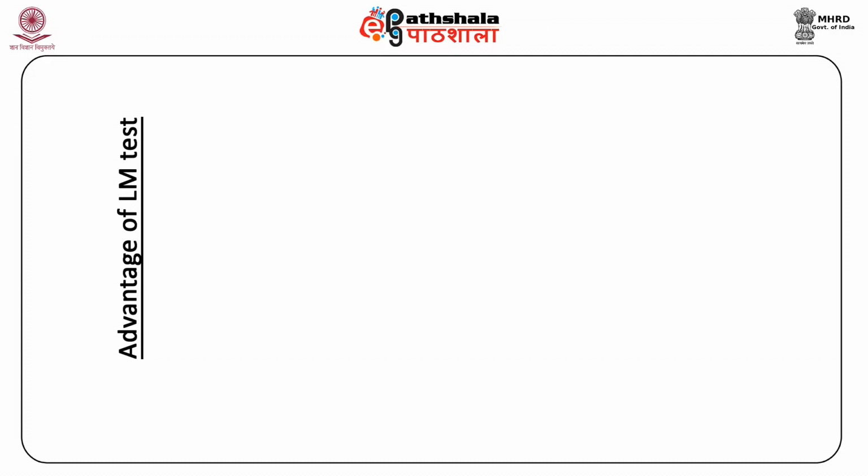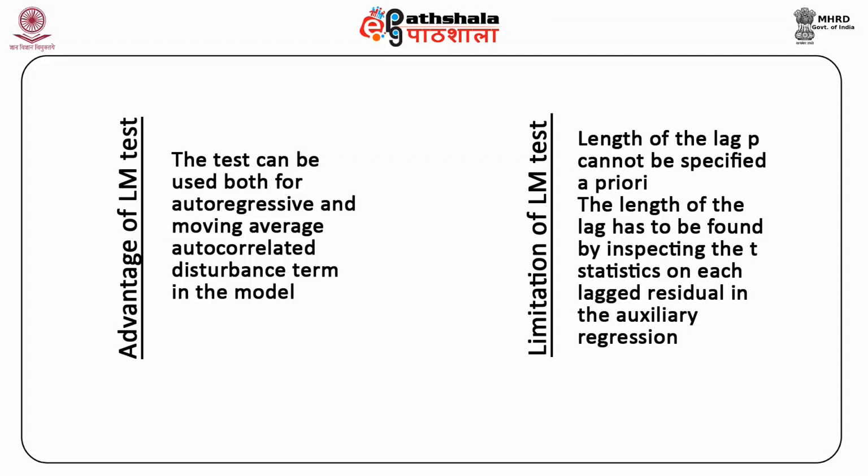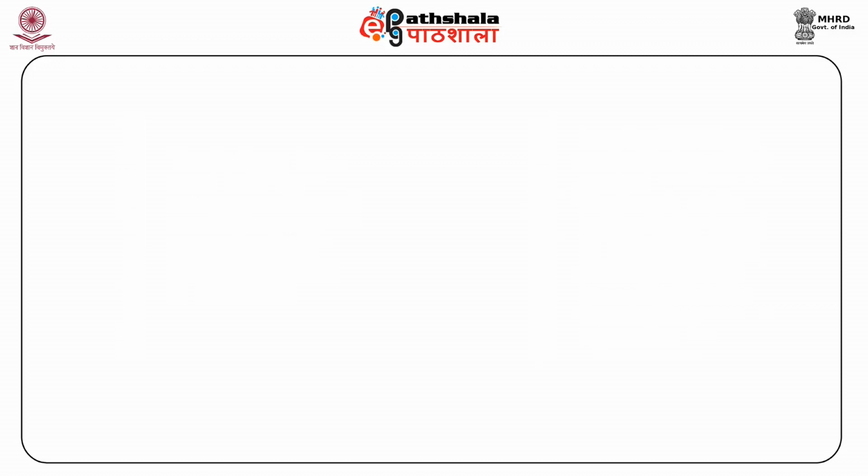Advantage of LM test. The test can be used both for autoregressive and moving average autocorrelated disturbance term in the model. Limitation of LM test. A limitation of the test is that the length of the lag P cannot be specified a priori. The length of the lag has to be found by inspecting the t statistics on each lagged residual in the auxiliary regression. So we have another test known as Box-Pierce test.